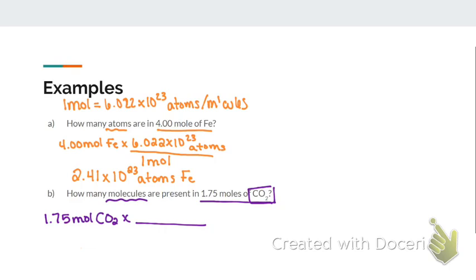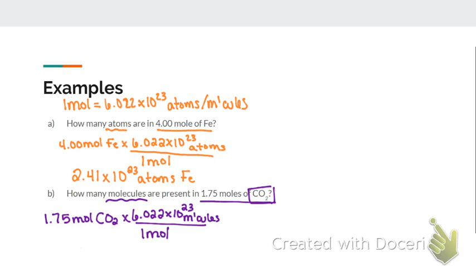What we are doing in terms of setup is going to be the same. I can put 1 mole in the bottom, just like example A, and Avogadro's constant in the top. The only thing that's different is that we're going to have a unit of molecules up here versus just atoms. So the same idea: you're going to run this through on your calculator and multiply.